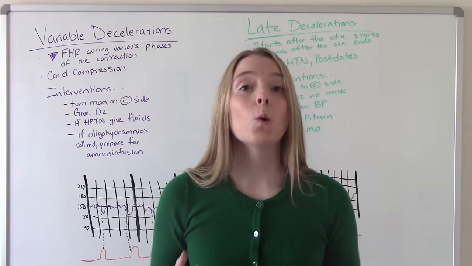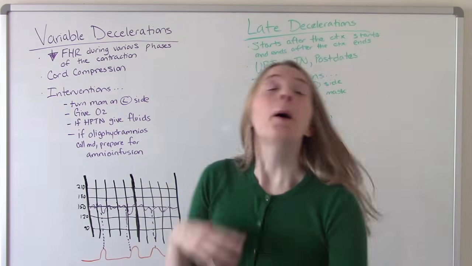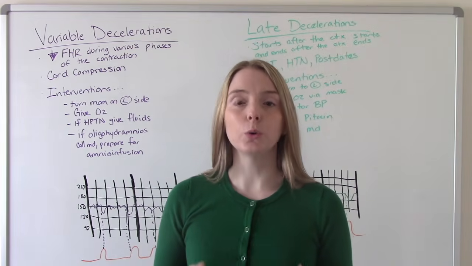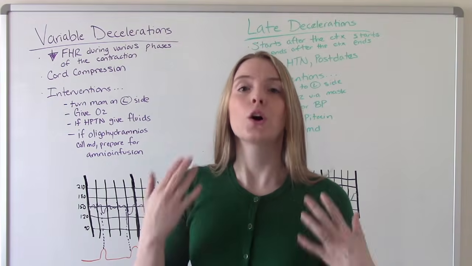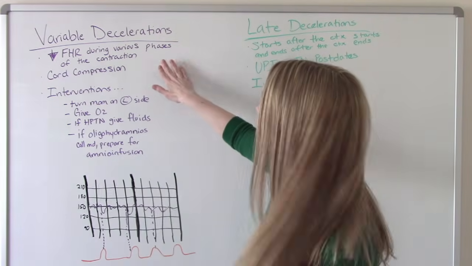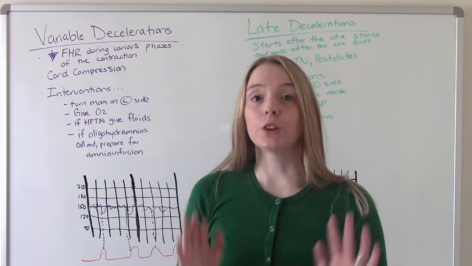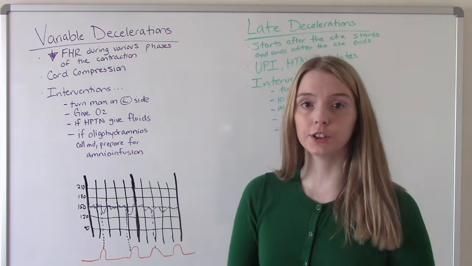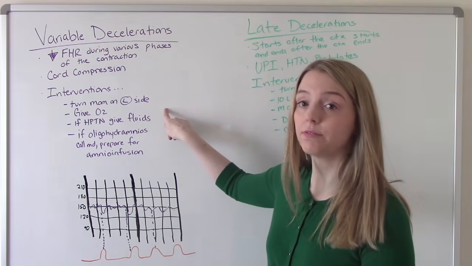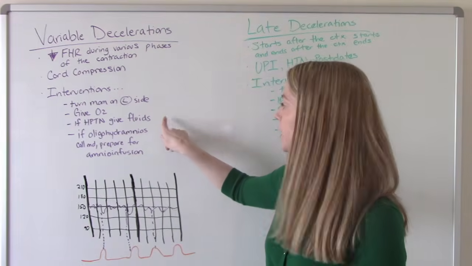They vary. What's causing variables? Most likely cord compression. Most people have probably heard of somebody who had a baby that had what's called a nuchal cord, or a cord around the neck. Cord compression, that's what that is, okay? It's actually very common. So when we see variable decelerations, we don't freak out right away. We try to solve the problem. So what are some things the nurse can do about it? Turn mom to her left side. Give her oxygen. If this variable is being caused because mom is hypotensive, we can give fluids.